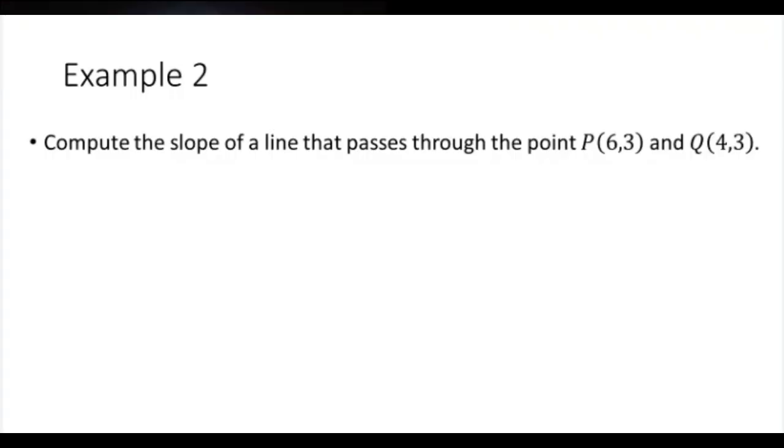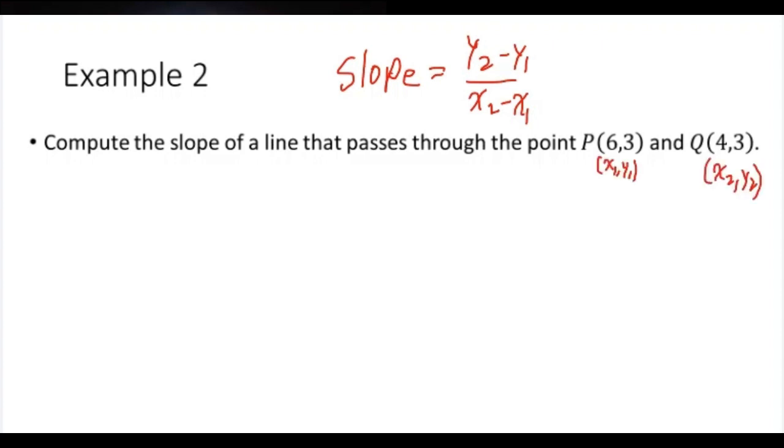In this example, let's compute the slope of a line that passes through the points P, which is going to be (6, 3), and Q, which is (4, 3). Recall from the previous slide that the slope of a line is y2 minus y1 over x2 minus x1. It does not matter which point you make x2, y2 and x1, y1. Usually, I would make the first point x1, y1, the second point x2, y2. Once you've designated which point will be your first, which will be your second, throw the values into your formula to calculate the slope.